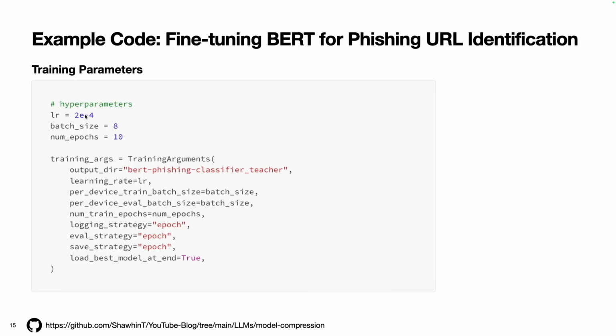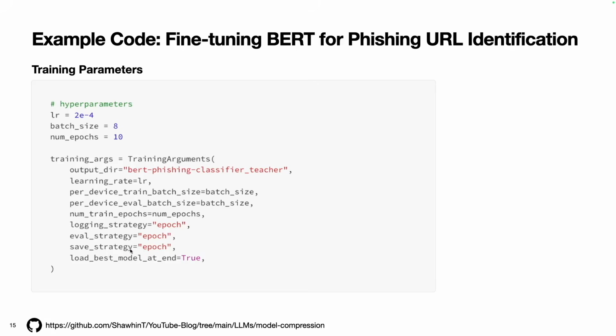We'll set the learning rate defined here. We'll put the per device training and evaluation batch size, which is just going to be 8. Number of epochs is 10. And then logging, evaluation, and save strategy. So logging strategy sets how often the trainer will print the training loss. Eval strategy sets how often the trainer will print the evaluation validation metrics that we defined earlier, so AUC and accuracy. And then we can also set our save strategy.